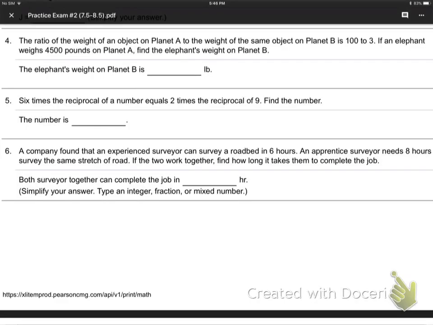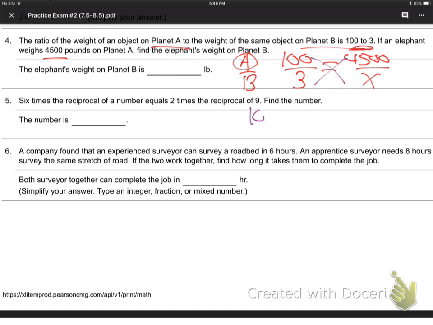Okay, so number 4 talks about the ratio of the weight of an object on planet A to planet B is 100 to 3. So A to B ratio means a fraction. A to B is 100 to 3. If an elephant is 4,500 on A, so A is on the top, so 4,500 on A, what will it be on B? X. So we got to solve that equation.